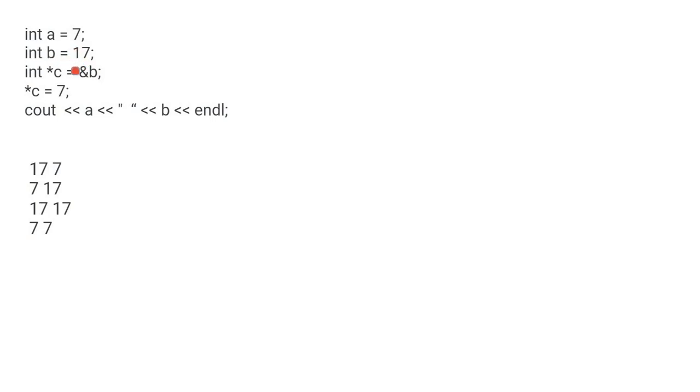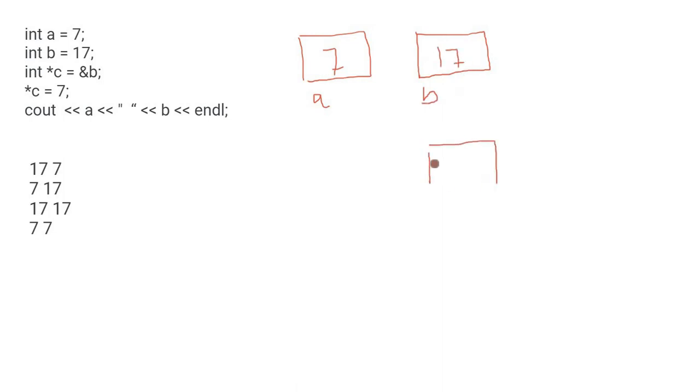Int A equals 7, int B equals 17. In this also we need to tell the output. C is a pointer which is pointing towards B, and suddenly star C is made 7. So we have a variable A which is 7. We have another variable B which is given a value 17. Now C is also a variable, but it's a pointer which has the address of B in it. Since it has the address of B in it, it is said to be pointing towards B.